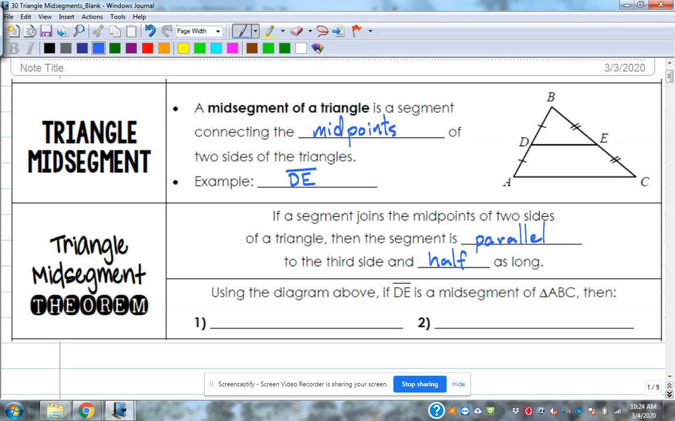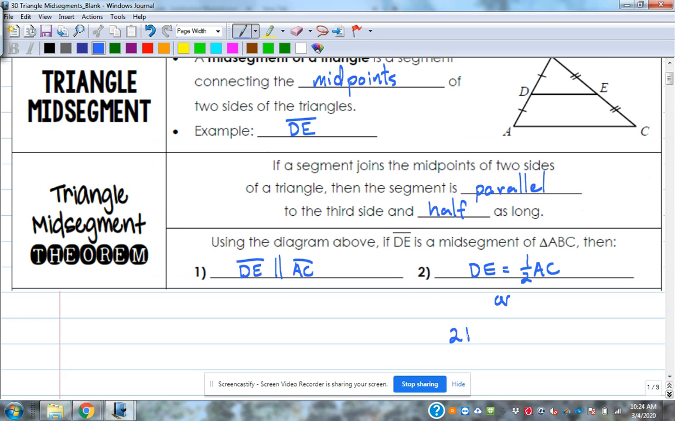Then we know that DE is parallel to what? AC. And then we also know that the length of DE is how much of the length of AC? Half. So we can create an equation. Or there's an alternative equation that you can do, 2 times DE equals AC. Both work the same way mathematically, so you choose which way you want to set them up, and we'll go from there. So really easy idea with mid segments.